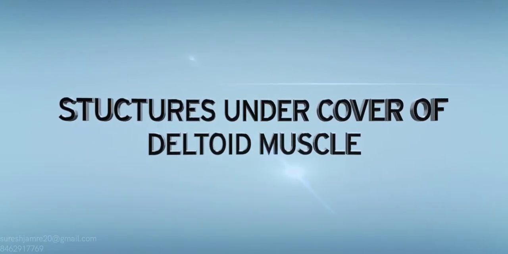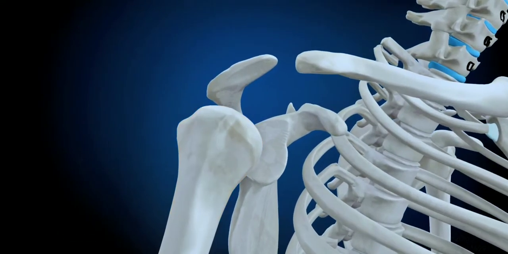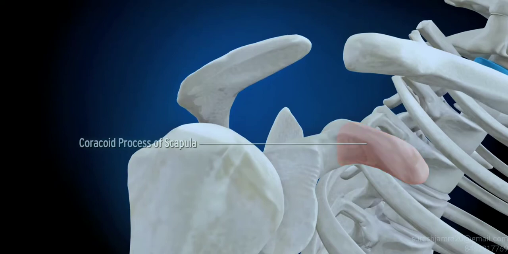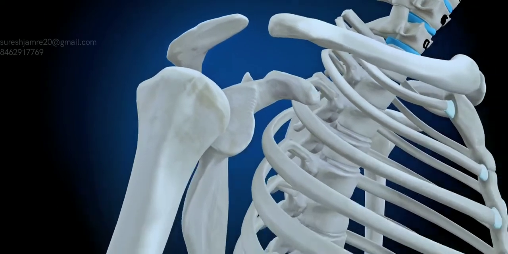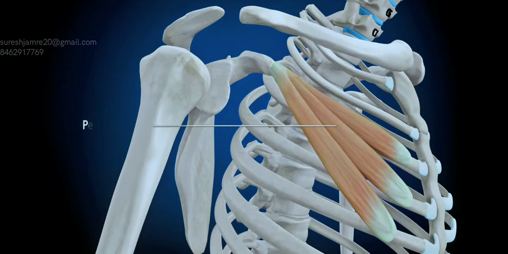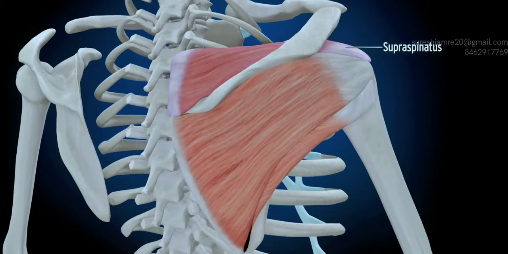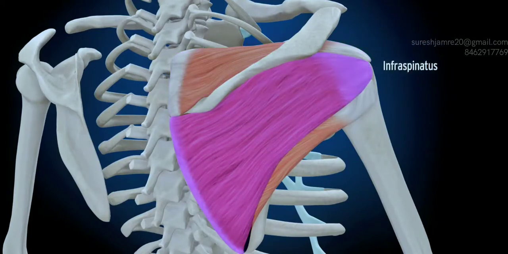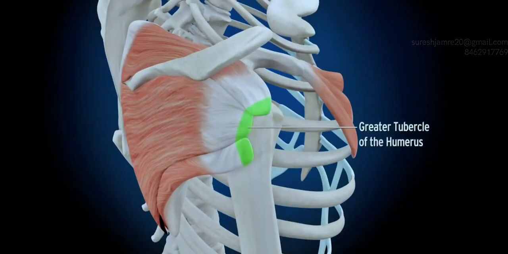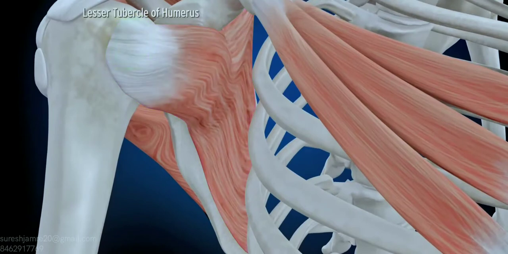Structures under cover of deltoid muscle. Bones: the upper end of humerus, the coracoid process of scapula. Muscles. Muscles attached to the upper end of humerus and coracoid process of scapula are under cover of deltoid muscle. Insertions of pectoralis minor on coracoid process of scapula. Supraspinatus, infraspinatus and teres minor on greater tubercle of the humerus. Subscapularis on lesser tubercle of humerus.